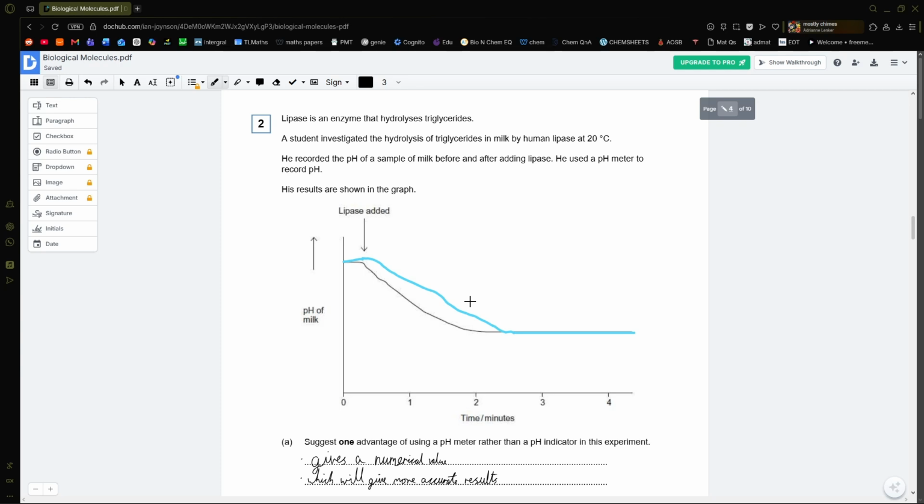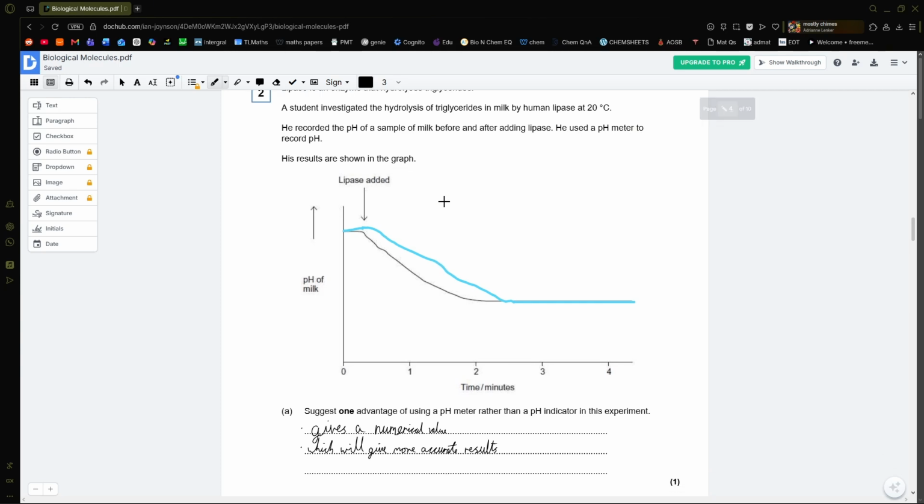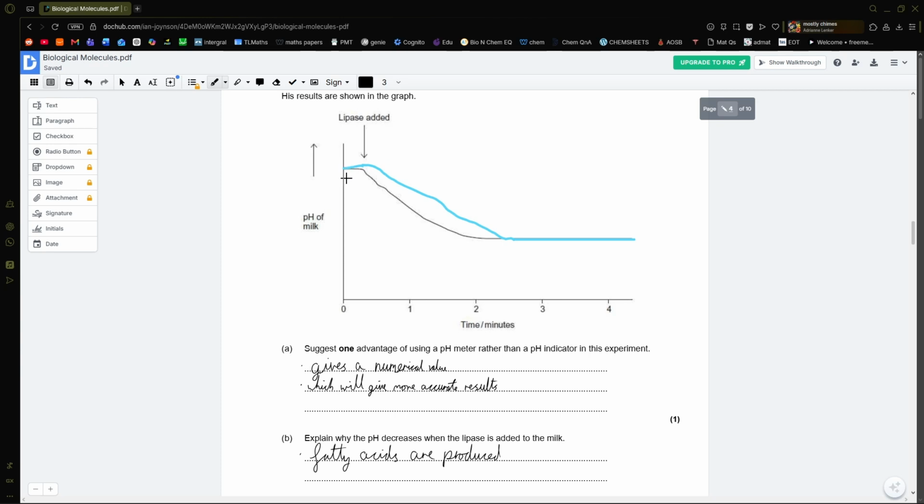So next up, we've got question 2. Lipase is an enzyme that hydrolyzes triglycerides. A student investigated the hydrolysis of triglycerides in milk by human lipase at 20 degrees Celsius. He recorded the pH of a sample of milk before and after adding lipase, using a pH meter. His results are shown in the graph below. This is where the lipase is added, and then you can see the pH of milk gets lower, and then at around 2 minutes it plateaus.